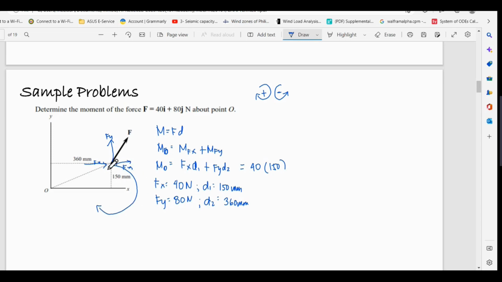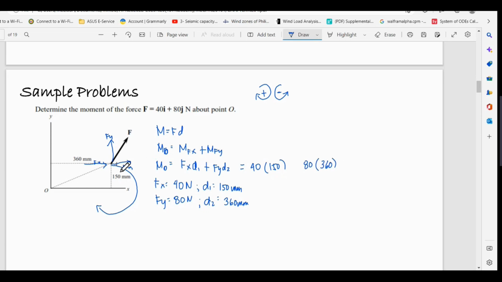It will create a clockwise motion. So for example, this one is a stick. Example lang this one is a stick. We have a force Fx here. So, pag in-apply natin yung force Fx natin dito sa 150 mm stick natin, magro-rotate yung stick natin, di ba? Into what? Into a clockwise motion. Therefore, positive ngayon to. Okay? Positive. Next, proceed tayo sa Fy dito. Fy is we have 80 Newton. The distance is 360 mm.